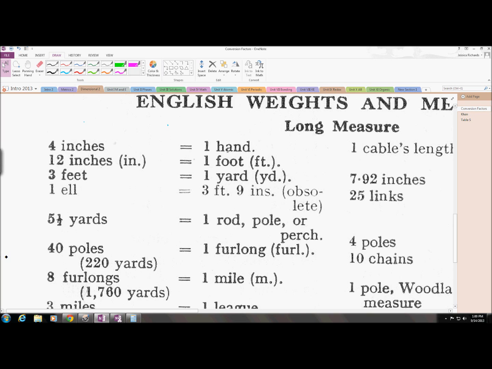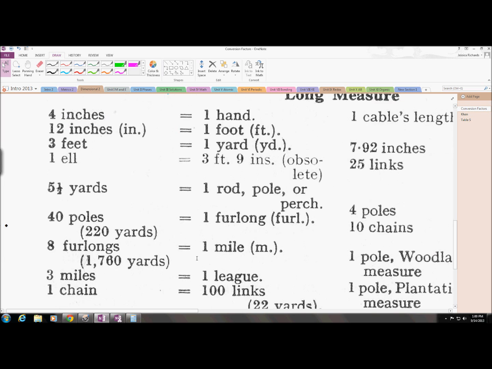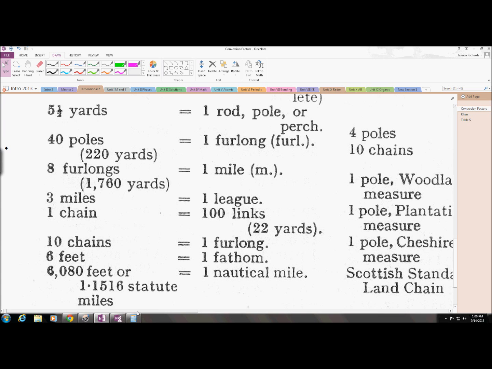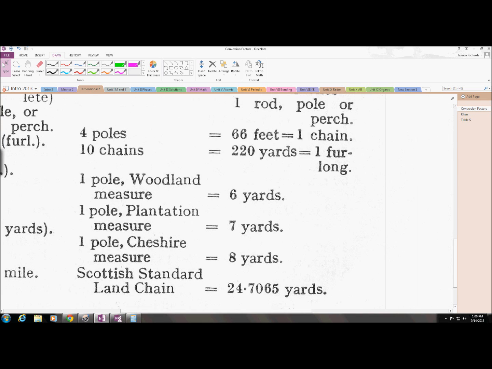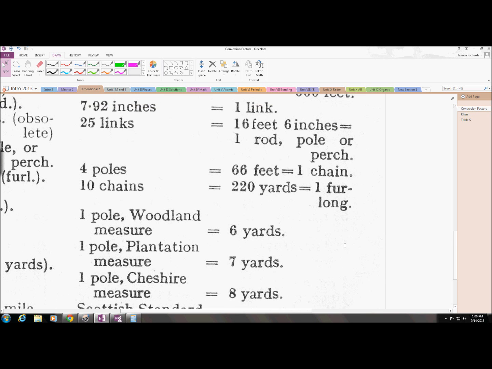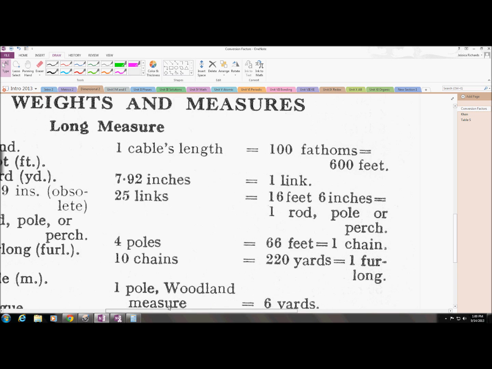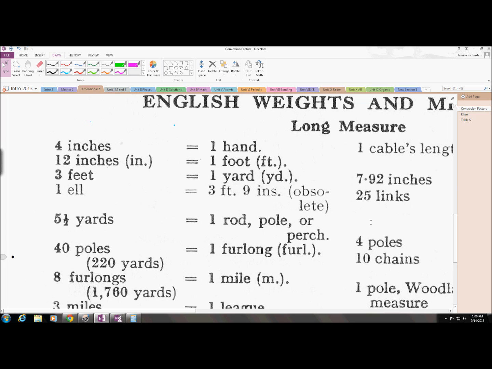So inches to hands, feet to yards, yards to rods, poles to furlongs, furlongs to miles, miles to chains. Apparently, a pole is not always a pole. There's a woodland pole, a plantation pole, and a Cheshire pole, which are all different lengths. Poles into feet or feet into chains. So we have lots of different inches into links. So we have lots of different conversion factors that we can find here.